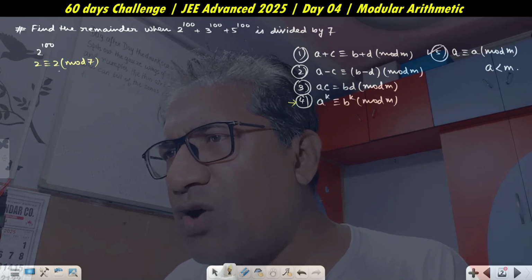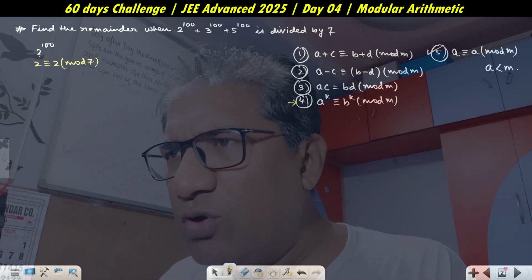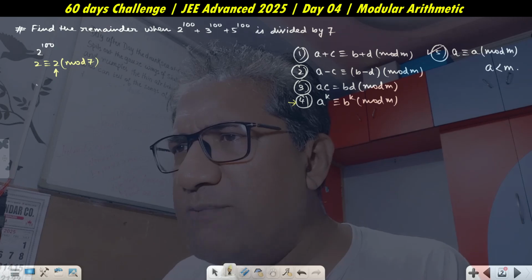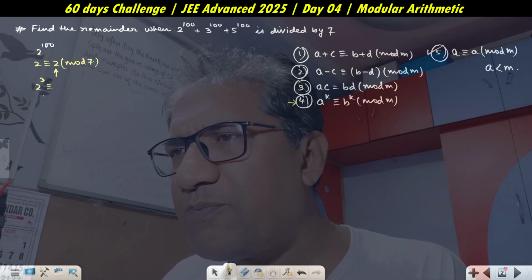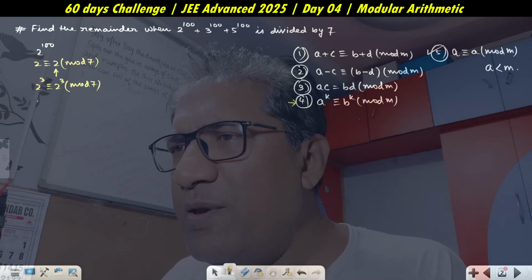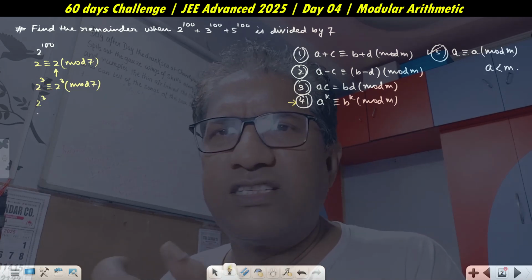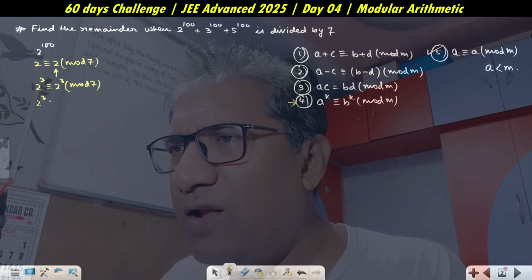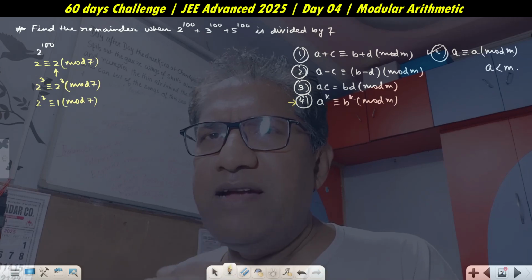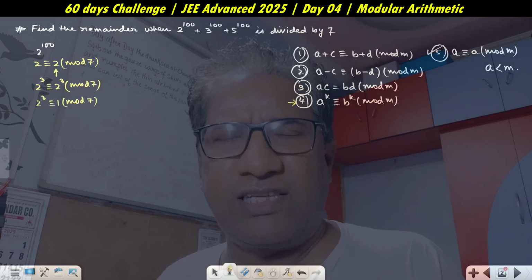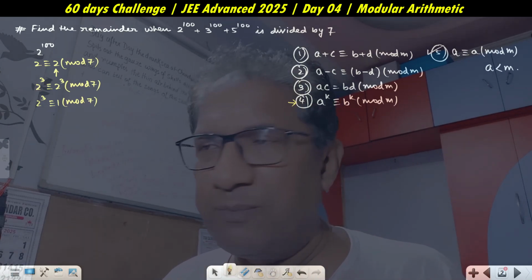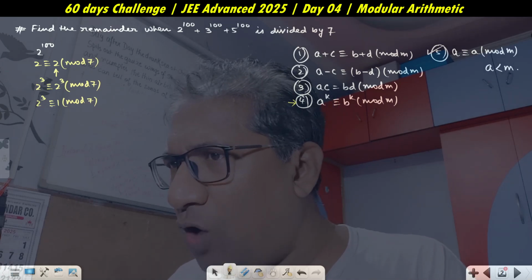So we have 2 is congruent to 2 modulo 7. We have to reach 2 to the power 100, but the first task is to make this thing 1. So for that, I'm simply raising its power to 3. So it will be 2 cube modulo 7. 2 cube is basically 8. But when a number is divided by 7, the remainder cannot be 8. So it will be 1 modulo 7. Whenever the remainder exceeds the divisor, you simply subtract the divisor from that remainder to get the actual remainder, right? So 2 cube is congruent to 1 modulo 7.